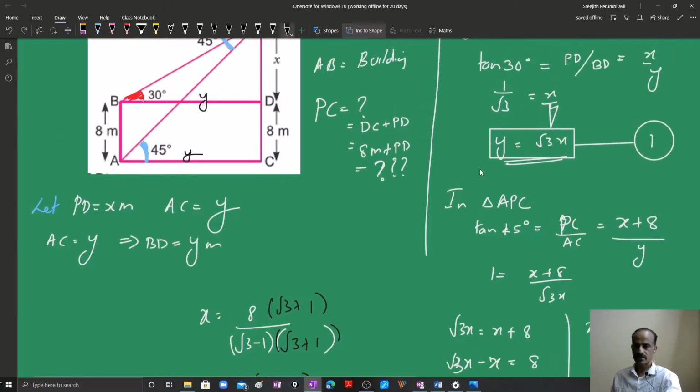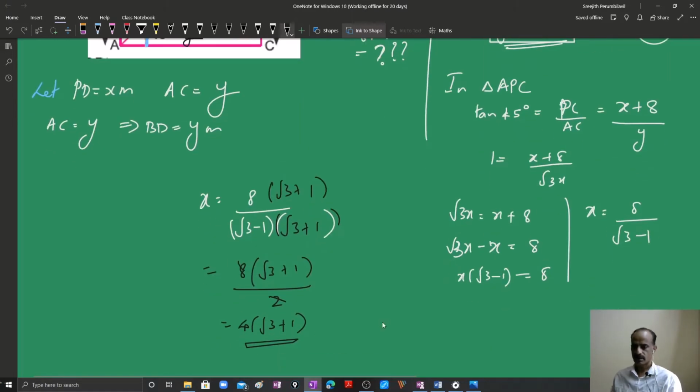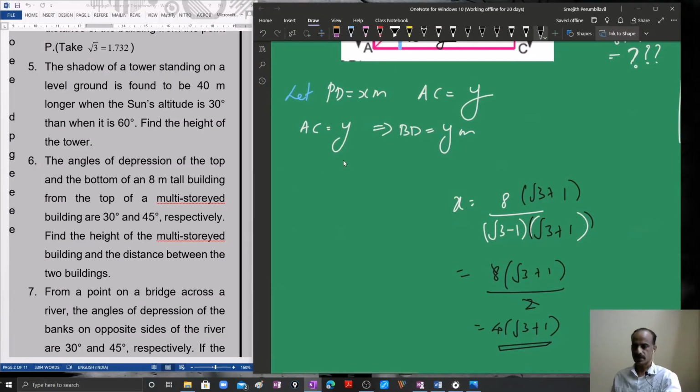So this is X. What about Y? Therefore, Y is equal to root 3 X, which is root 3 into 4 times root 3 plus 1. When you open the bracket, this will be 4 times 3, which is 12, plus 4 root 3 meters. That is the next part of that.